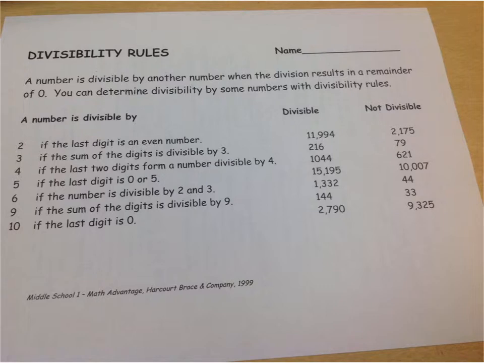A number is divisible by 9 if the sum of the digits is divisible by 9. So 4 plus 4 is 8, plus 1 is 9. So 144 is divisible by 9. And a number is divisible by 10 if the last digit of the number is a 0. So those are the rules that you're supposed to learn and memorize. And then we're going to go to the next slide to look at the rubric for this project.